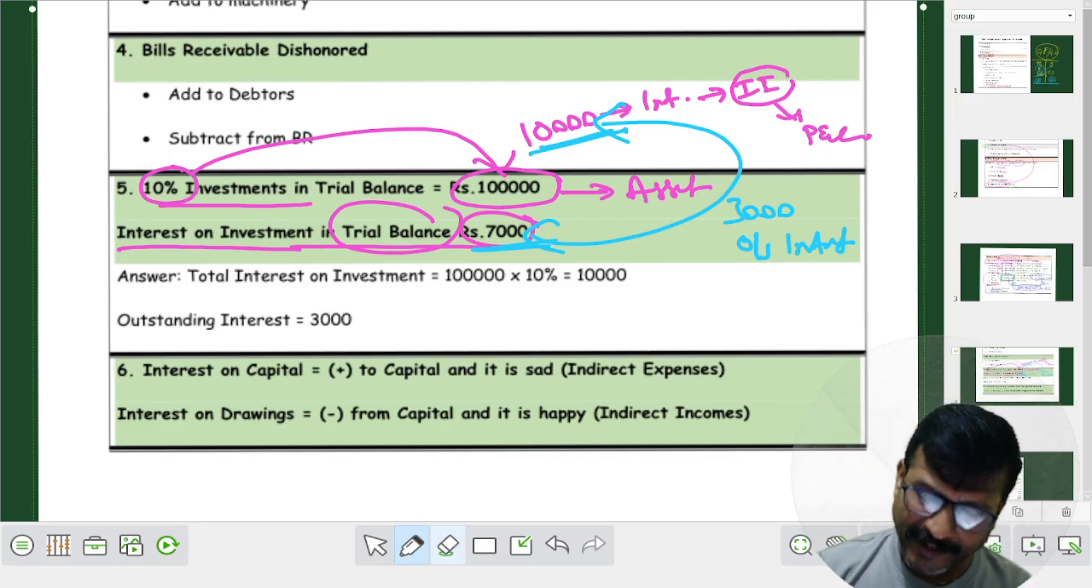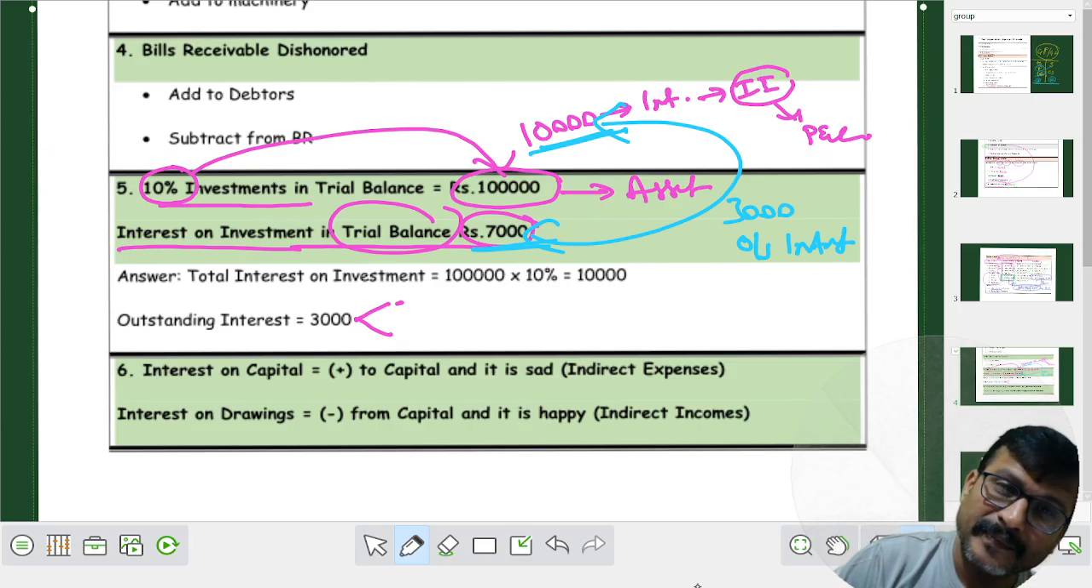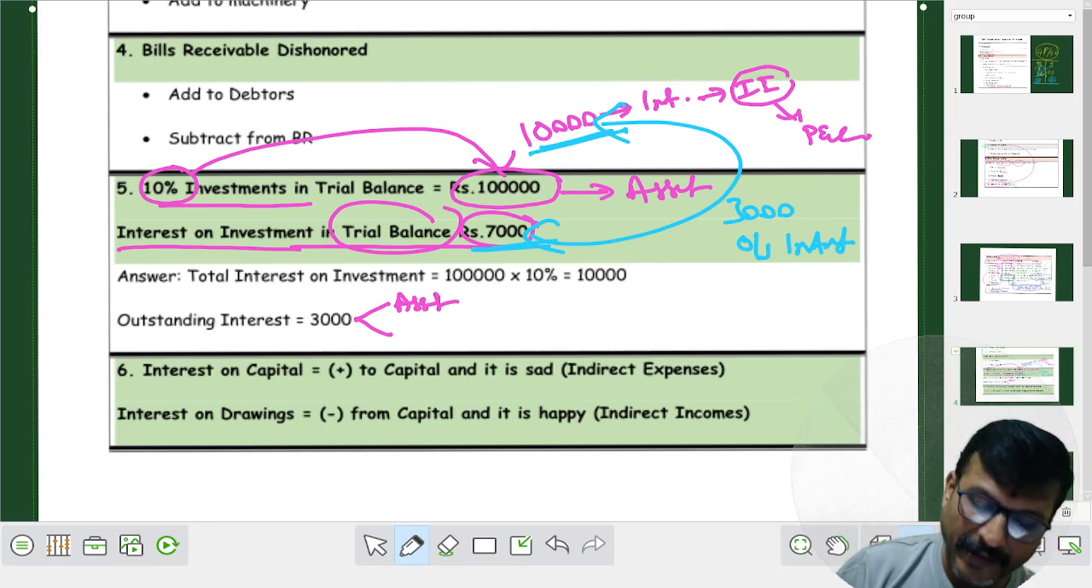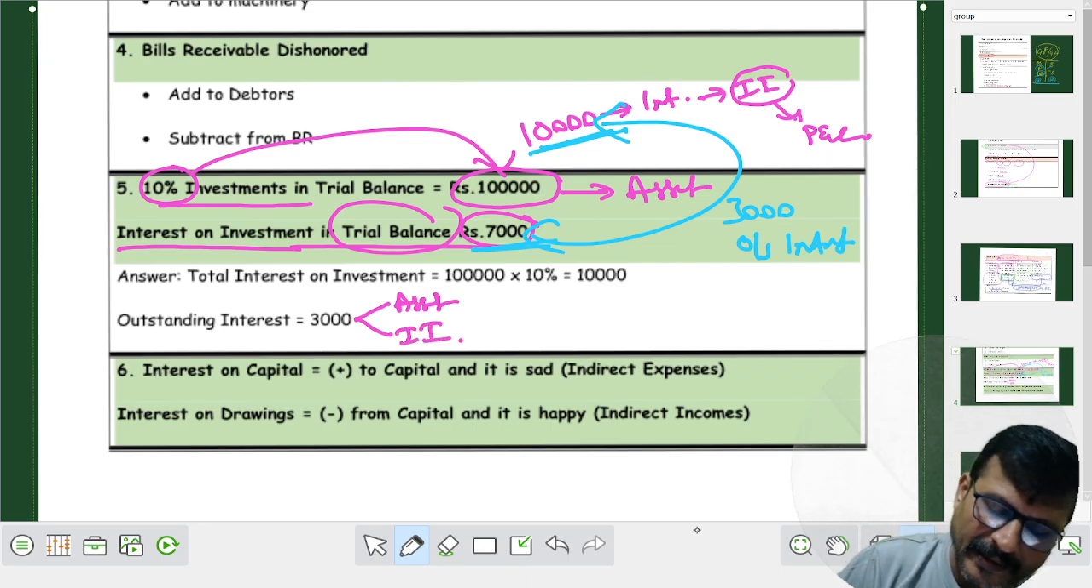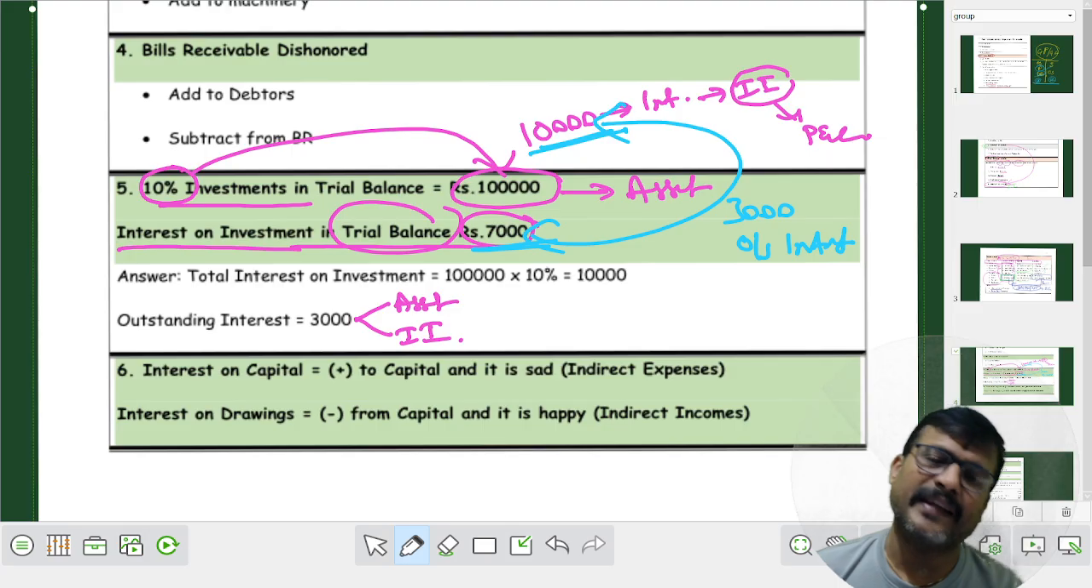What is the accounting treatment for outstanding interest? Please make a note of it. It is an outstanding income. Outstanding income means we have to take it on the asset side, and we have to take it in indirect income. It is asset and indirect income.